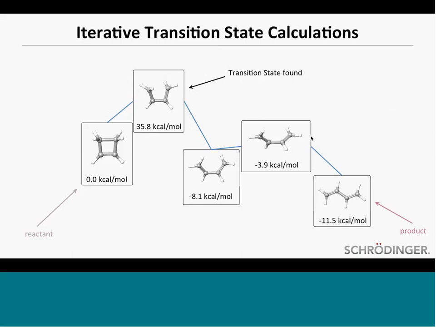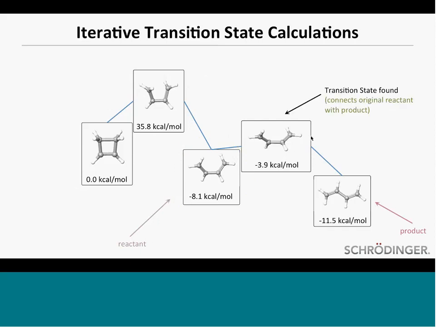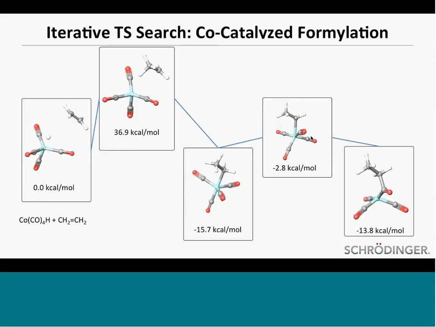So we started with the reactant and this transition state was found. But it corresponds to a different product than the one we input. So what the AutoTS protocol will do is understand this and now treat this as the reactant and try to find a new transition state. Now we have the full reaction pathway and you never had to mess with it. Here's another similar example of an iterative transition state search.